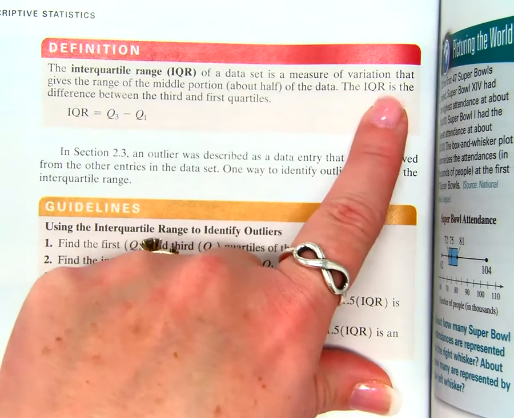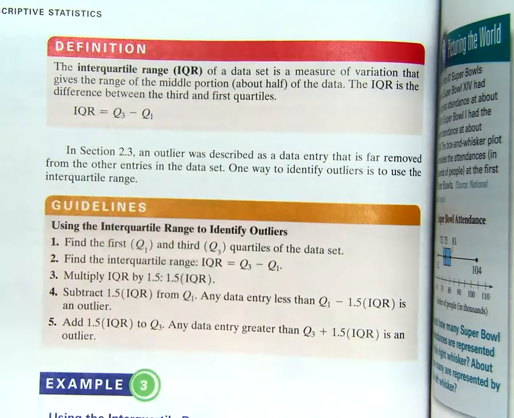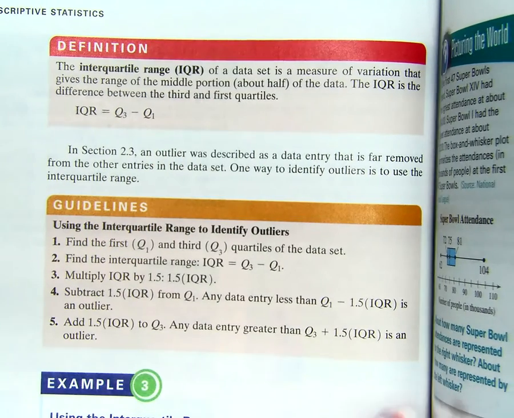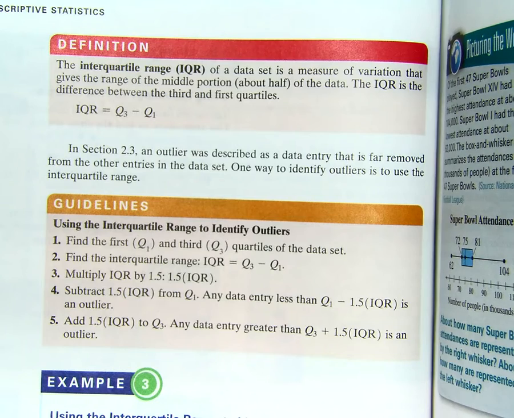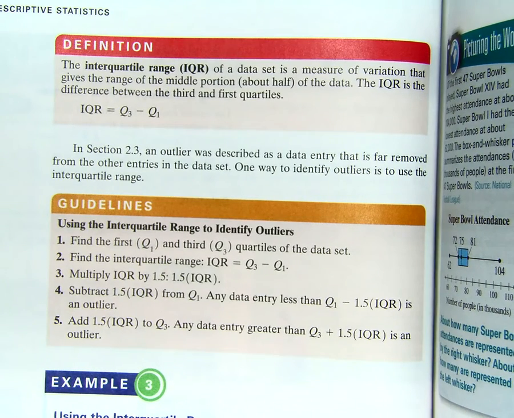Now, read here with me. It says that it gives the range of the middle portion of the data. So about half of the data you know the range of. Do you see where that might be useful? Well, for one thing, it can help us find outliers.